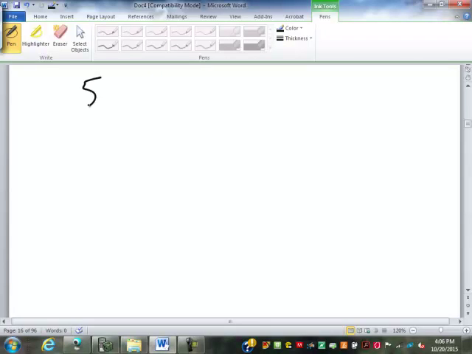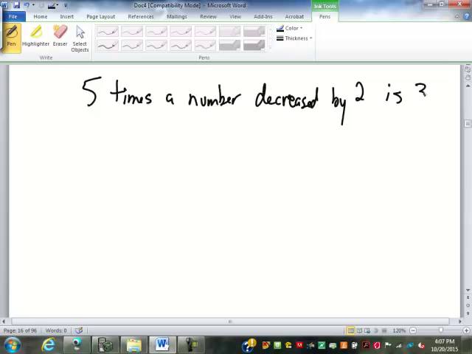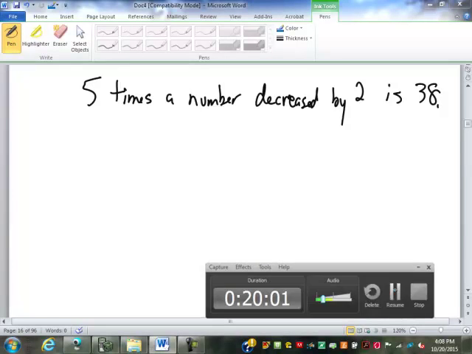Well, let's have you try one. This will seem to go well. 5 times a number decreased by 2 is 38. Find the number. I'll give you a minute in your notes to try that.